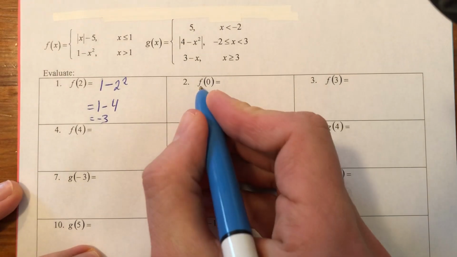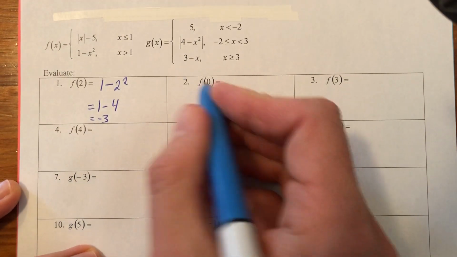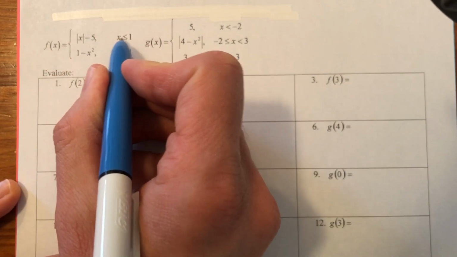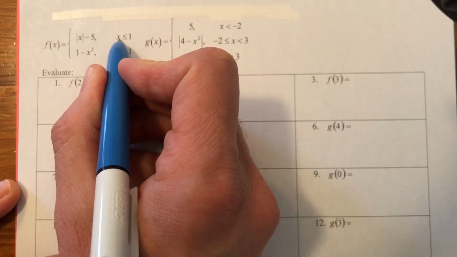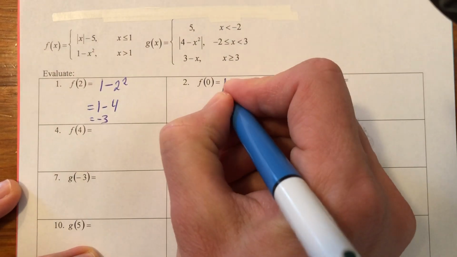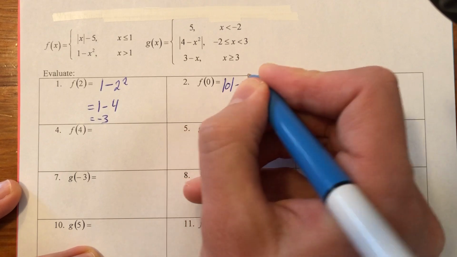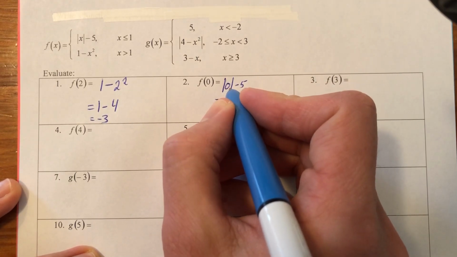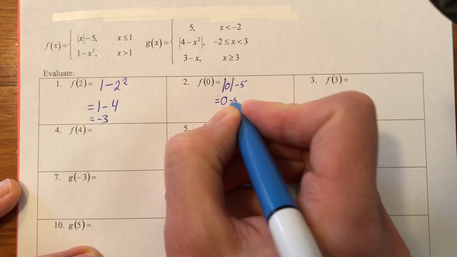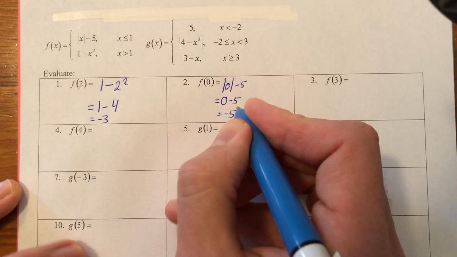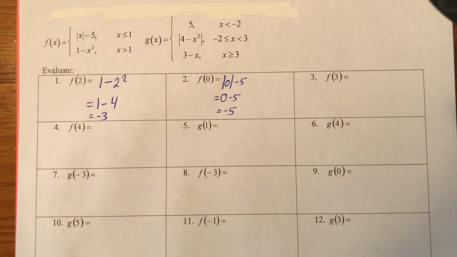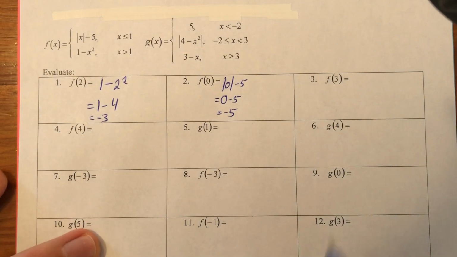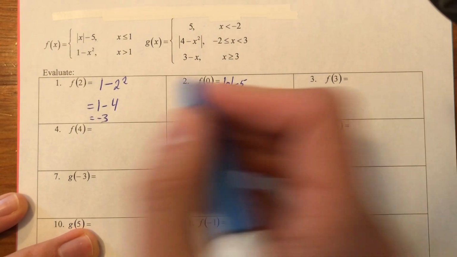Okay, so f of 0, so here's f, and then 0 is less than or equal to 1. So we will use this piece of the function, and we're going to go absolute value of 0 and then minus 5. Well, the absolute value of 0 is 0. And then 0 minus 5 is negative 5. Absolute value means how far is it, basically. It's a measure of distance. And, well, 0 is 0. So you haven't traveled at all. No distance at all.